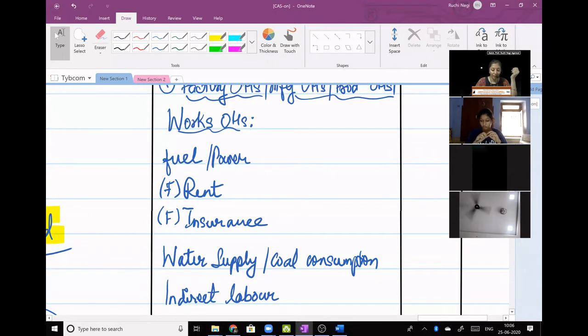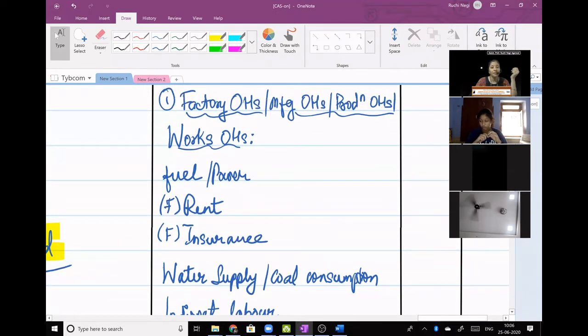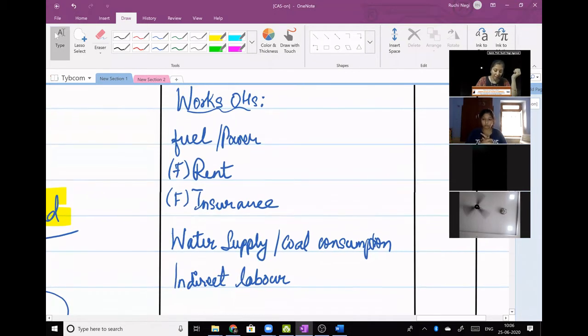What are factory overheads? Expenses paid by the manufacturer till the factory gate. That is, within the factory premises, whatever expenses are incurred in the making of the product, that's called factory overheads. Once the goods are out of the factory, then it will be treated as admin overheads or selling and distribution overheads. So write down these examples.